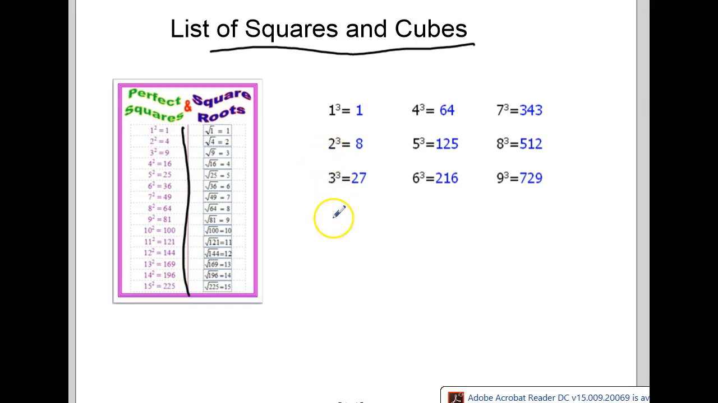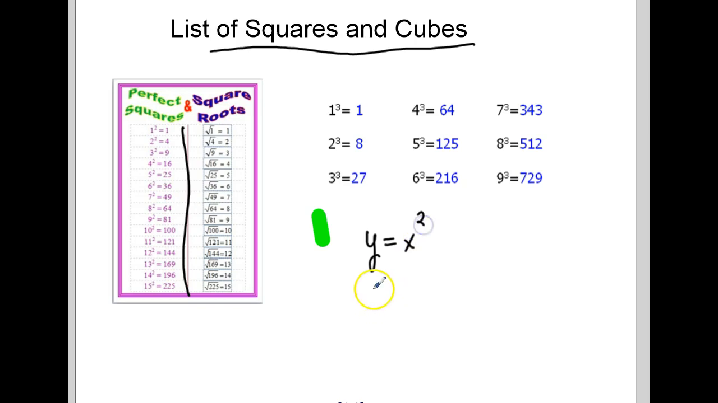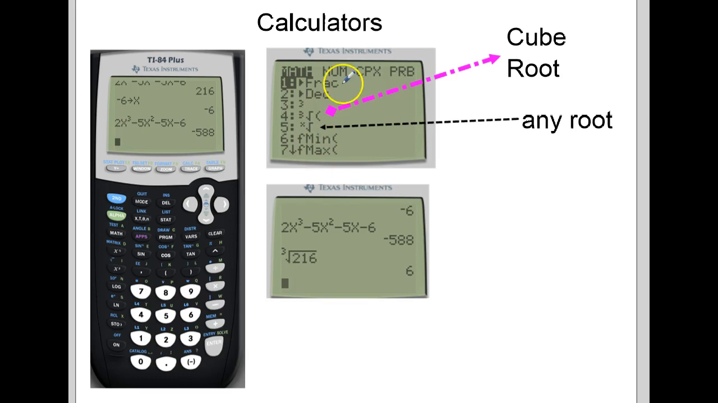The other thing that you can do here is in your calculator, under your y equals, you can put in y equals x squared. You can even put in y equals x cubed, and then go to your table. Your table will have a list of all the perfect squares and perfect cubes for you. Okay, what else can your calculator do?